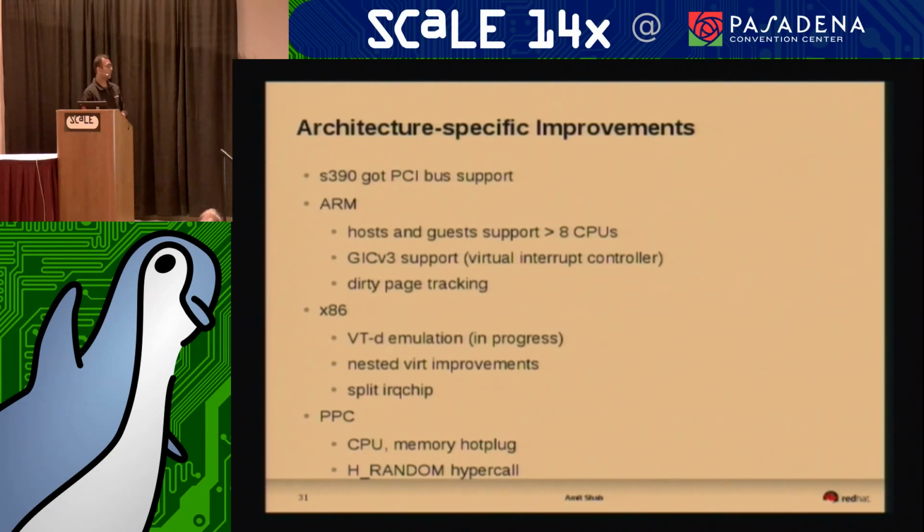PPC got CPU and memory hot plug, and also support for the H_RANDOM hypercall, which is similar to the RNG device. The Linux kernel for PPC always had guest-side support for the H_RANDOM hypercall, because a previous hypervisor which PPC used to work on had support for that. So QEMU gained support for this hypercall as well, and it can pass on host entropy into the guest using this.